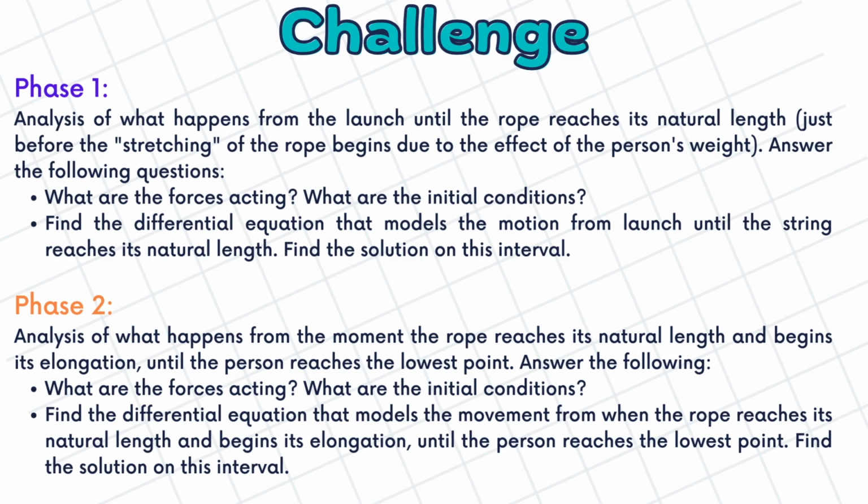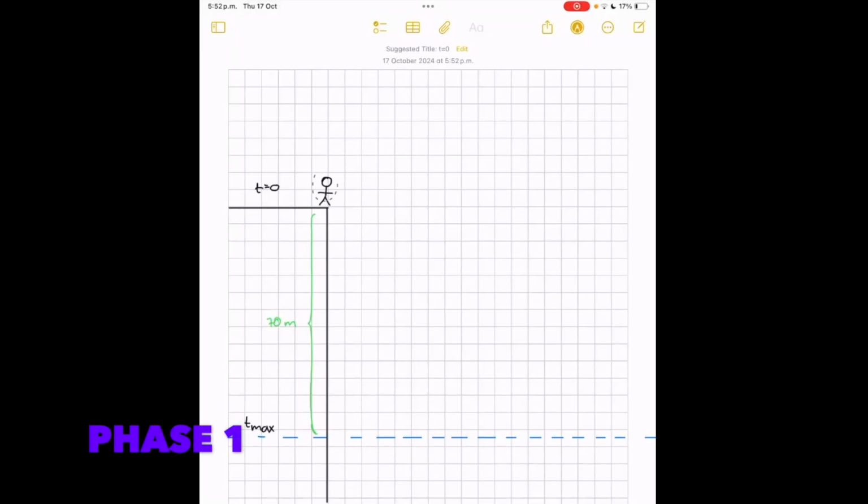And phase two is to analyze what happens from the moment the rope reaches its natural length and begins to elongate, until the person reaches the lowest point. So for this part of the model, I'm going to explain what happens when the person walks into the void with an initial velocity of 0 and with an initial position of also 0 meters.